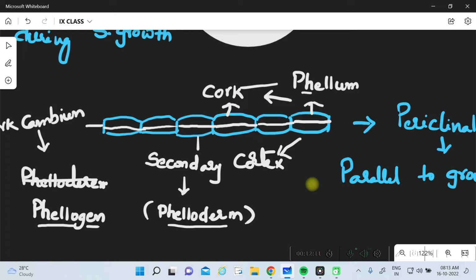They may ask one-mark questions. What is the technical term for cork? What is the technical term for secondary cortex? And what is the technical term for cork cambium? So these are all the things which are generally seen.